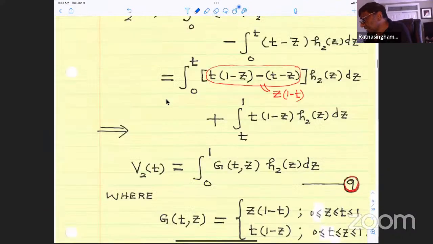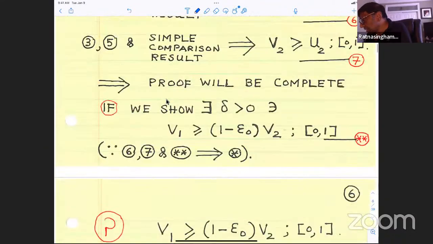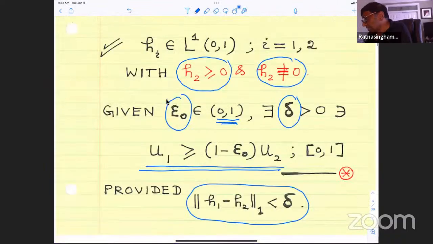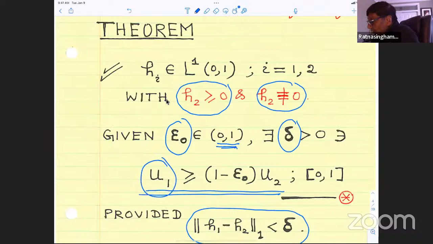Okay, so that's what we have. So that's the theorem one more time. That's the theorem that we want to prove, that if H1 and H2 are L1 functions with H2 greater or equal to 0 and not equal to 0, given any epsilon, you can always find a delta so that you can compare U1 to be greater or equal to 1 minus epsilon times U2, just a little less.